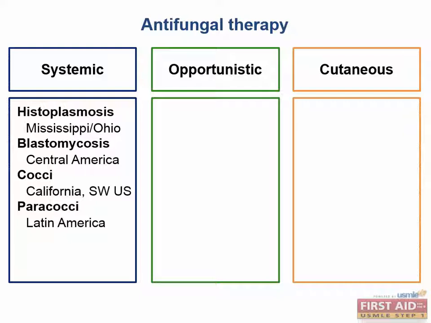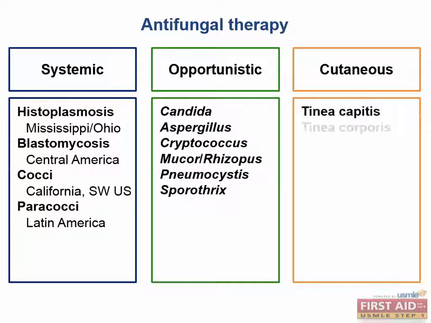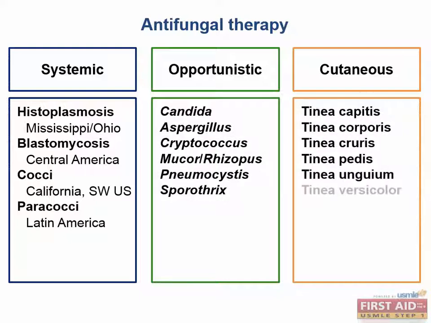Very good. The 6 important opportunistic fungi are Candida, Aspergillus, Cryptococcus, Mucor and Rhizopus, Pneumocystis, and Sporothrix. Do you remember what it means to be an opportunistic infection? It basically means that these fungi seize an opportunity to cause disease in a host. The most important clinical example of an opportunity is when a patient is immunosuppressed.